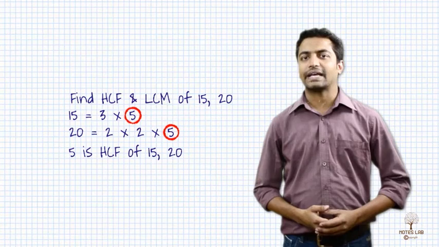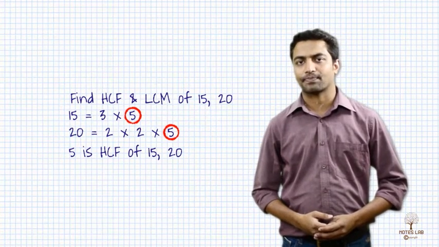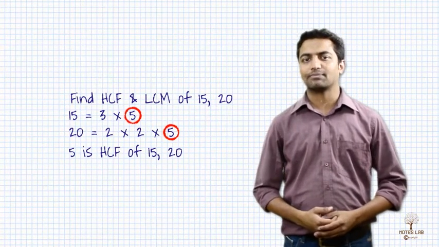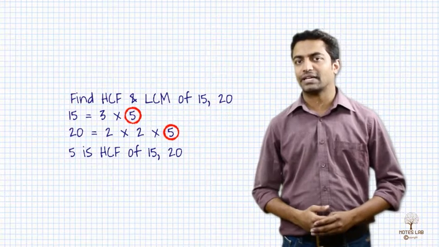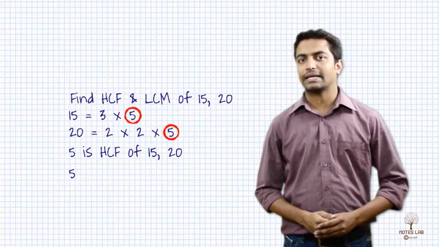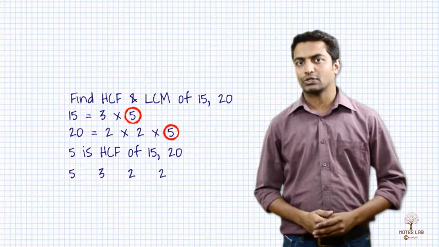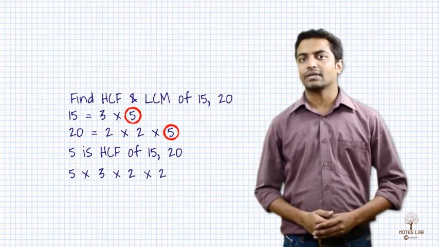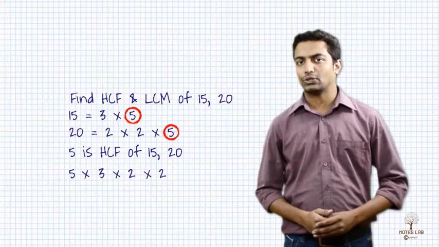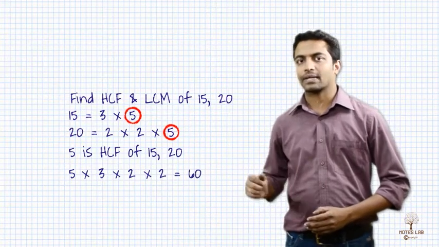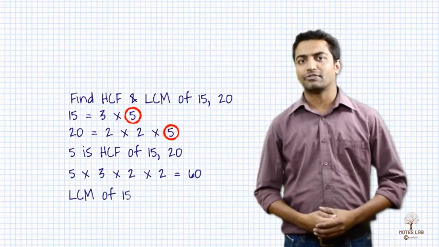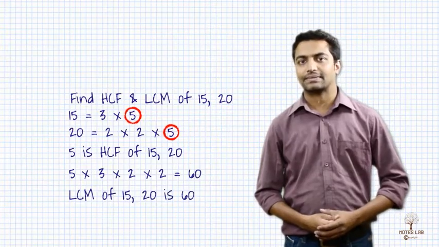Then how to find LCM of these two numbers? So you can clearly see the prime factorization of these two numbers. 5 is the common factor and remaining factors are 3, 2 and 2. So if you multiply them, 5 into 3 into 2 into 2, we get 60. Therefore, LCM of 15 and 20 is 60.